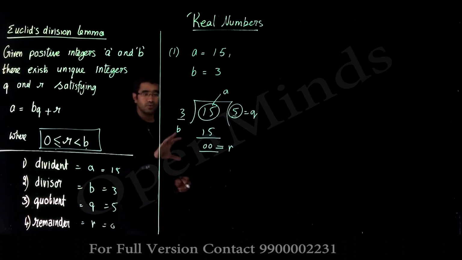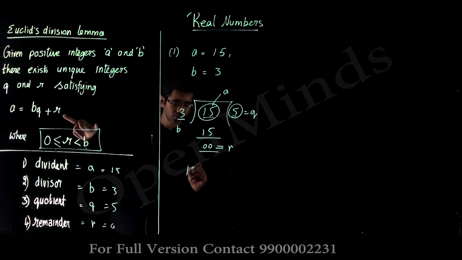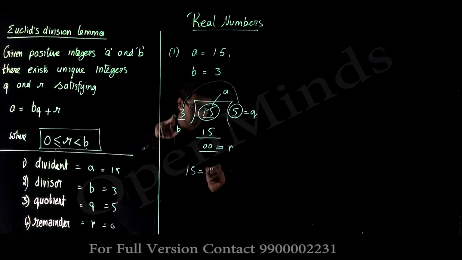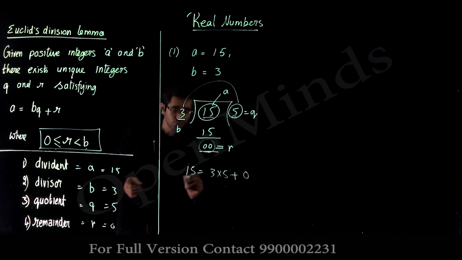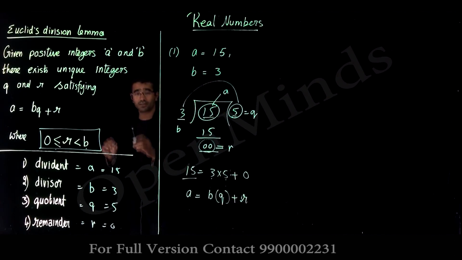So we understand what happened right now, right? Can I write this whole equation in this form? Let's try that. a is 15. Can I write 15 as 3 times 5 plus this guy, which is 0? I can. That works. So a is 15, 3 is b, 5 is q, and 0 is r for me.